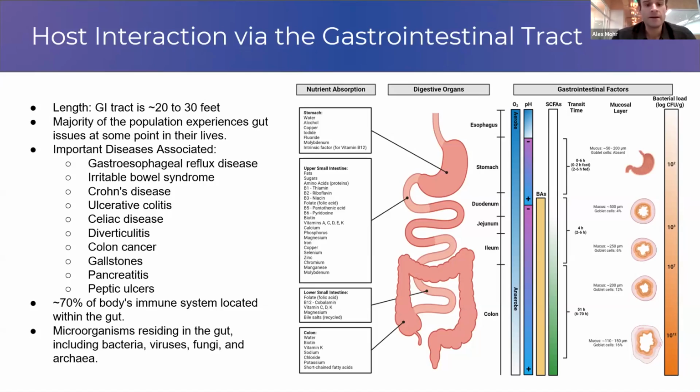The majority of the population is going to experience some type of issue with their gut throughout their life. And of course, we know there are very important diseases that are specifically tied to profiling the microbiome. I'm not going to list them all, but you can look over that list. And I think most importantly, going back to what I was mentioning with being an important inflammatory mediator, approximately 70% of the body's immune system is located in or around the gastrointestinal tract, what we call GALT, or gastrointestinal associated lymphatic tissue. We know when we profile different sections of the gastrointestinal tract, we're going to see a lot of different conditions that are really going to dictate what type of microbes we see in these different sections.